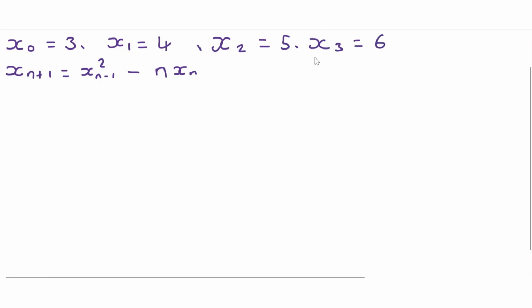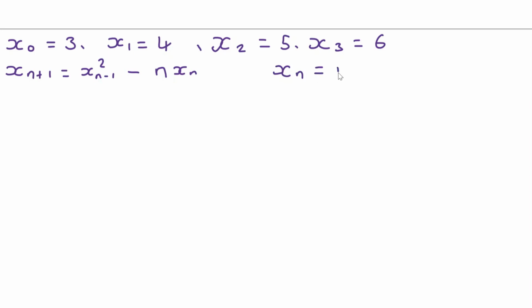So it seems like the pattern this is following is that xn is equal to n plus 3. That's our guess for the nth term. We can't confirm this unless we check all of the terms. So if we want to check if something's true for all of the terms, what do we do? We look at proof by induction.